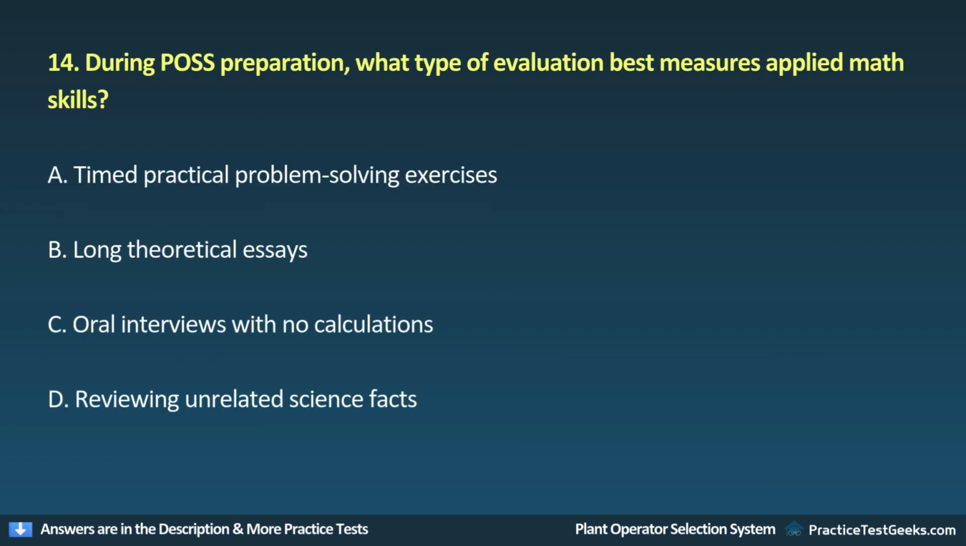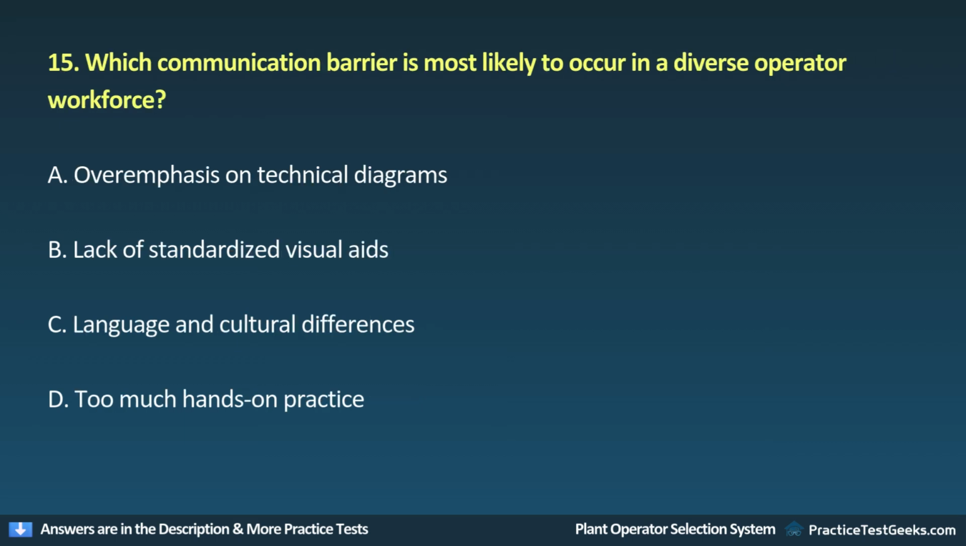14. During POSS preparation, what type of evaluation best measures applied math skills? A. Timed practical problem-solving exercises. B. Long theoretical essays. C. Oral interviews with no calculations. D. Reviewing unrelated science facts.